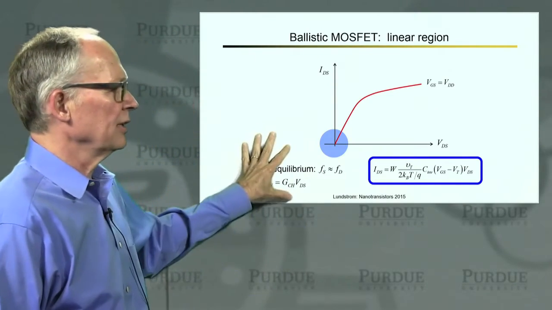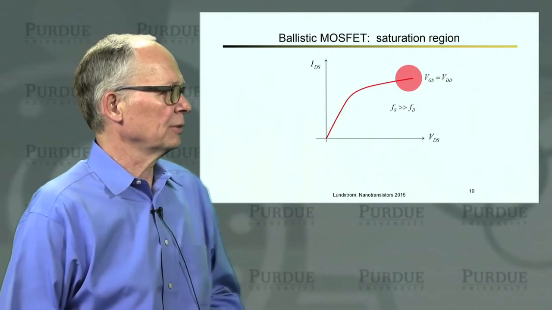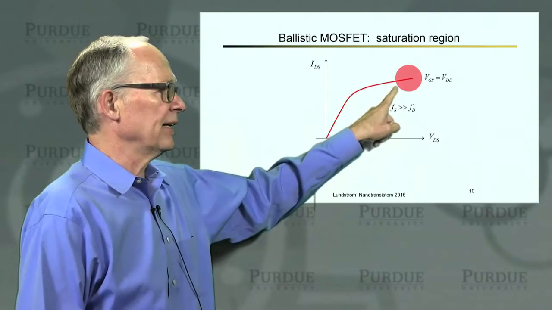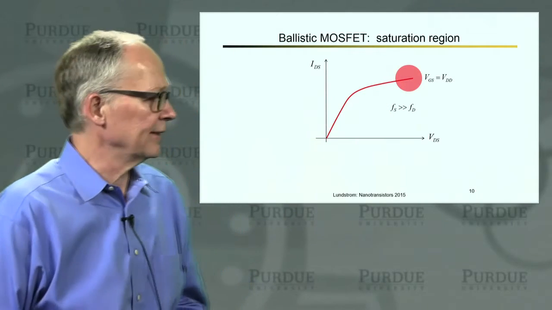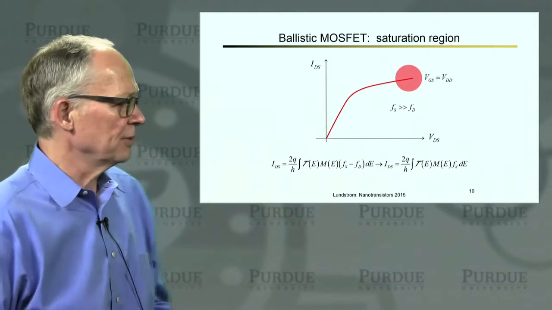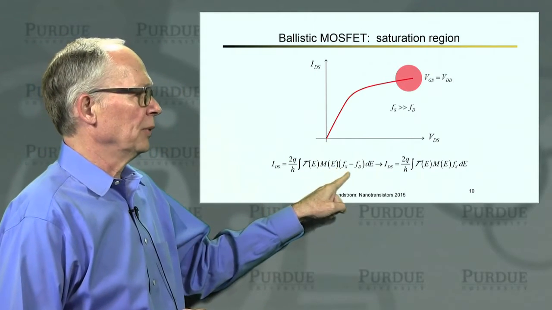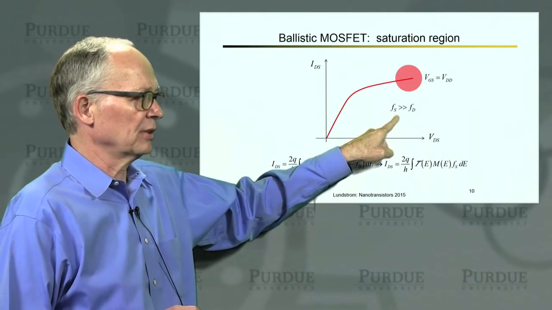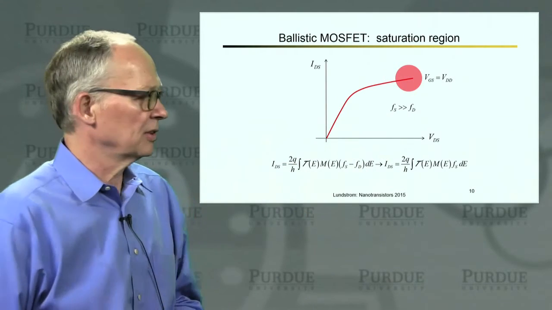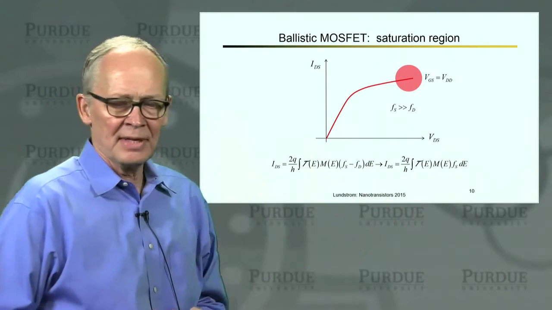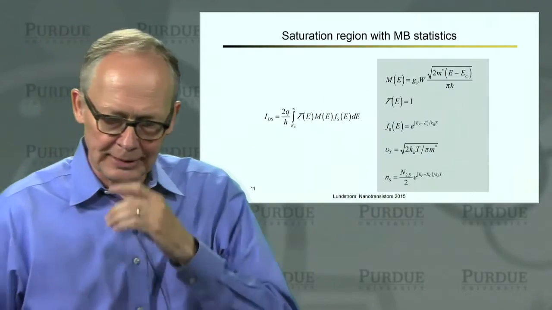Okay, so we've done the linear regime. Here is our result. Let's now look at the saturation regime and find out what the on current of this ballistic MOSFET is. Again, we'll begin with our Landauer expression. We will assume that we have a large drain bias so that the Fermi function in the source is much larger than the Fermi function of the drain. So we can ignore the f sub d, and we have another integral to evaluate.